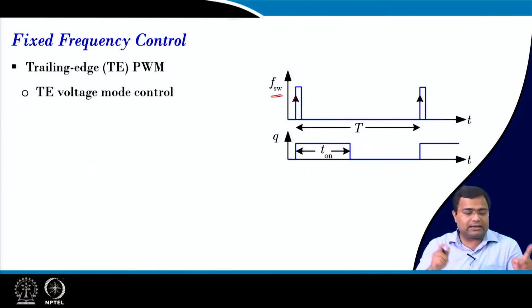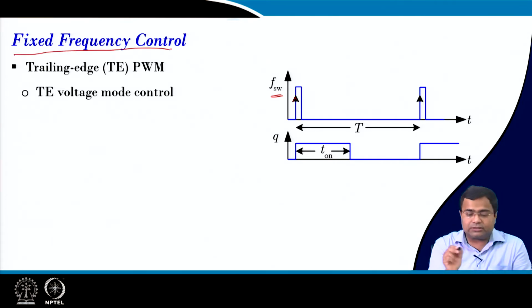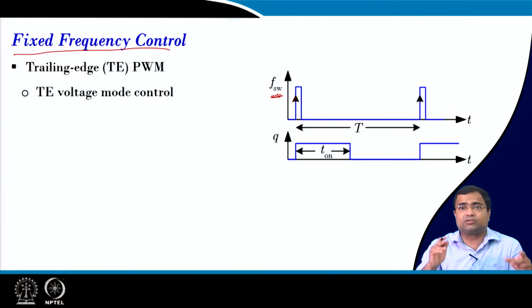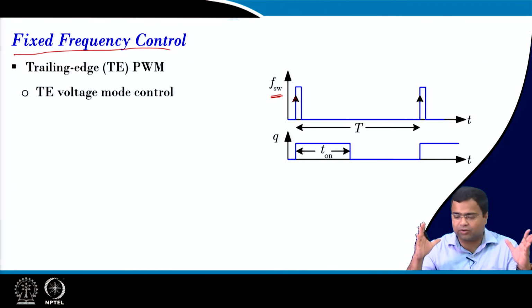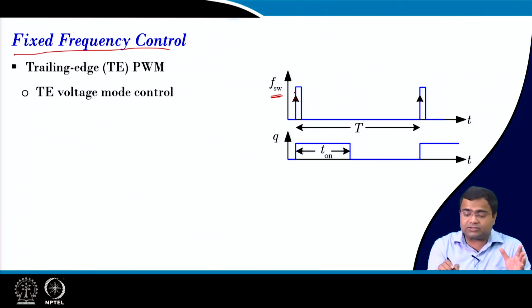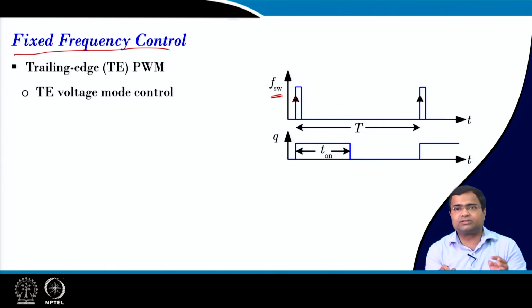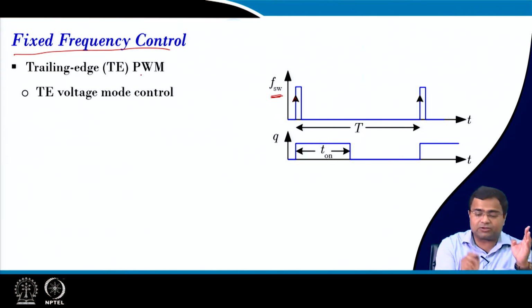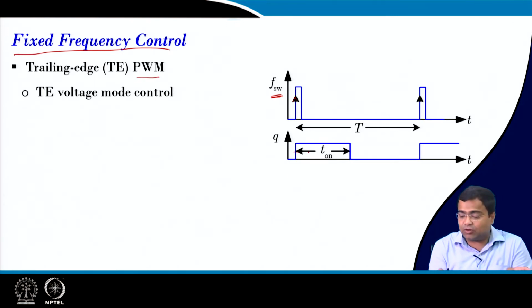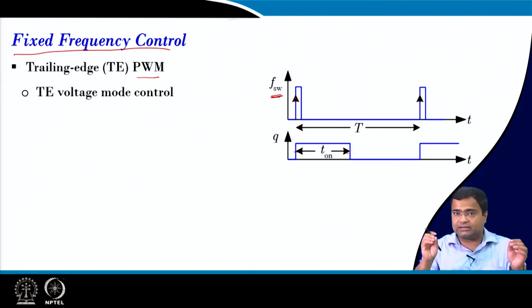One thing, any fixed frequency control should have a synchronized clock, that means generally it is an external clock. This clock should have a fixed time period T. But now the question is, how do you synchronize this clock with your switching mechanism? So, under trailing edge pulse width modulation, that means we adjust the on time, effectively it adjusts the duty ratio because the time period is fixed.